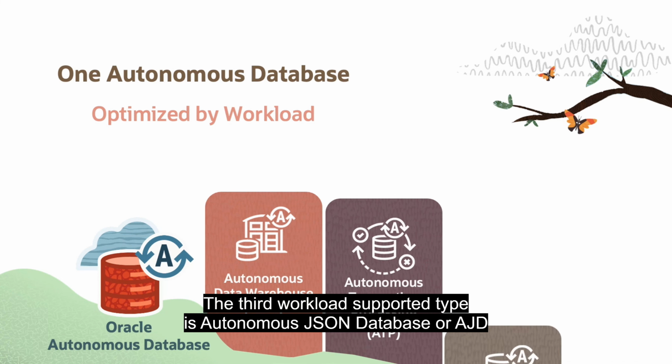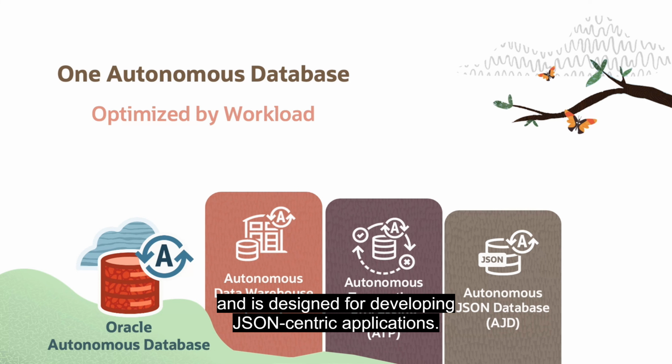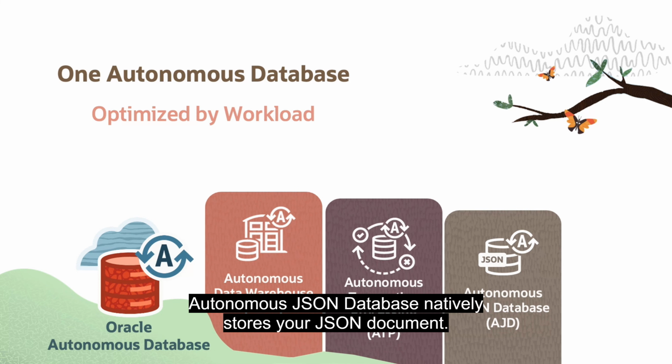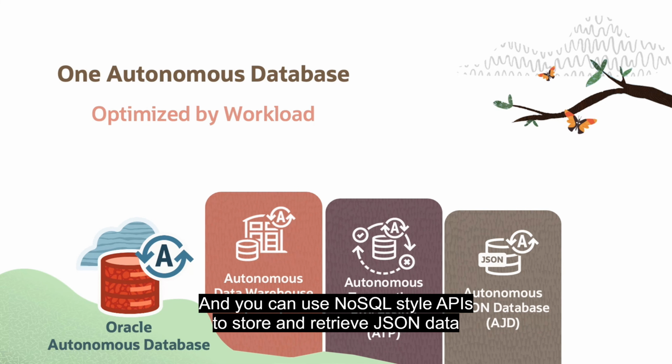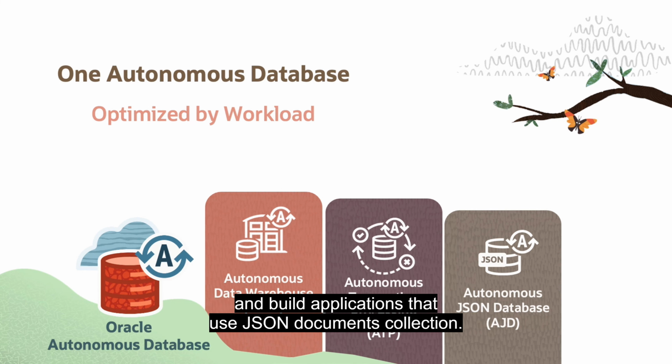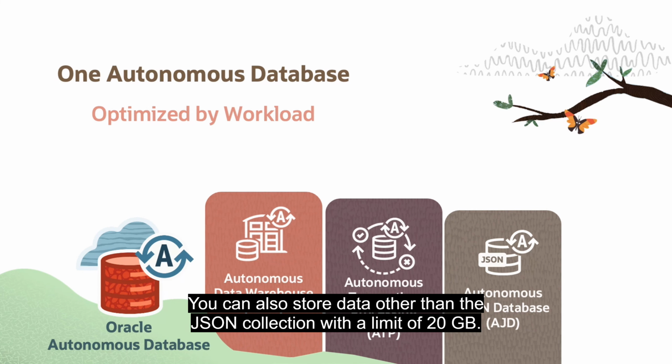The third supported workload type is Autonomous JSON Database or AJD and is designed for developing JSON-centric applications. Autonomous JSON Database natively stores your JSON documents, and you can use NoSQL style APIs to store and retrieve JSON data and build applications that use JSON document collections. You can also store data other than the JSON collection with a limit of 20 GB.